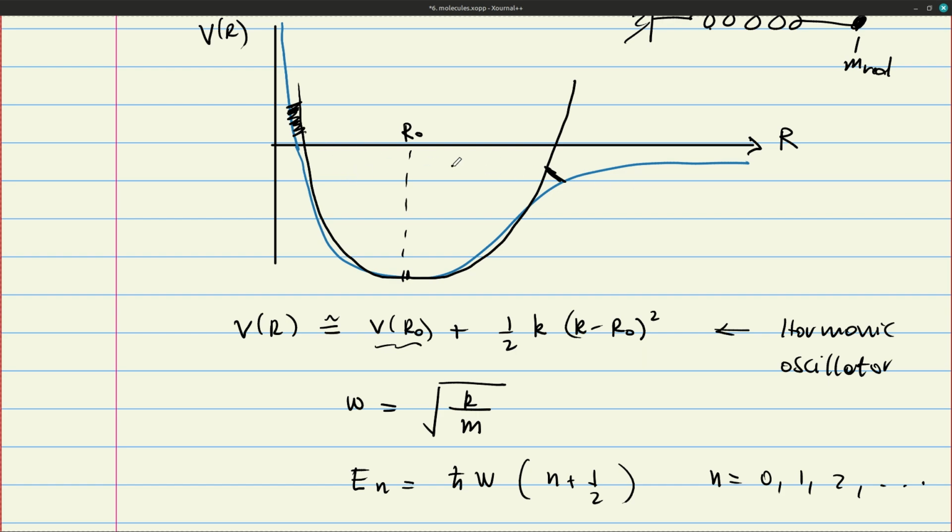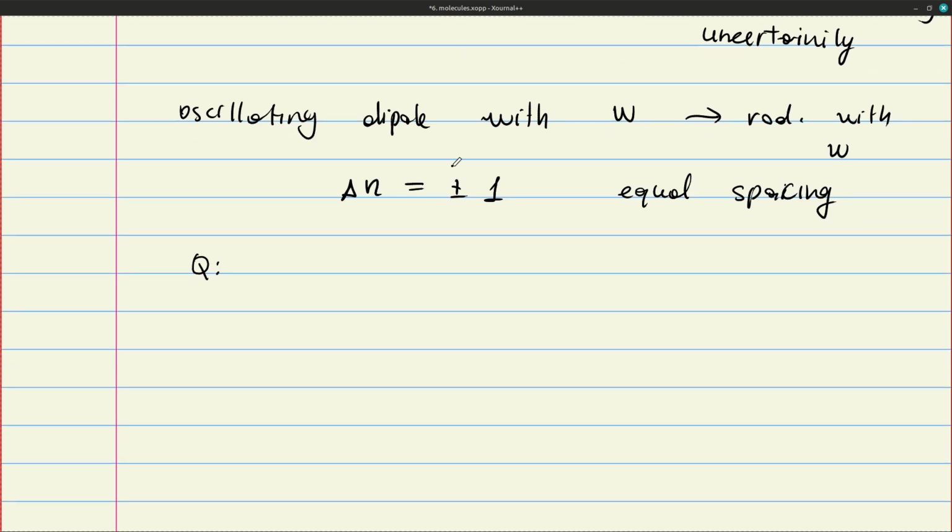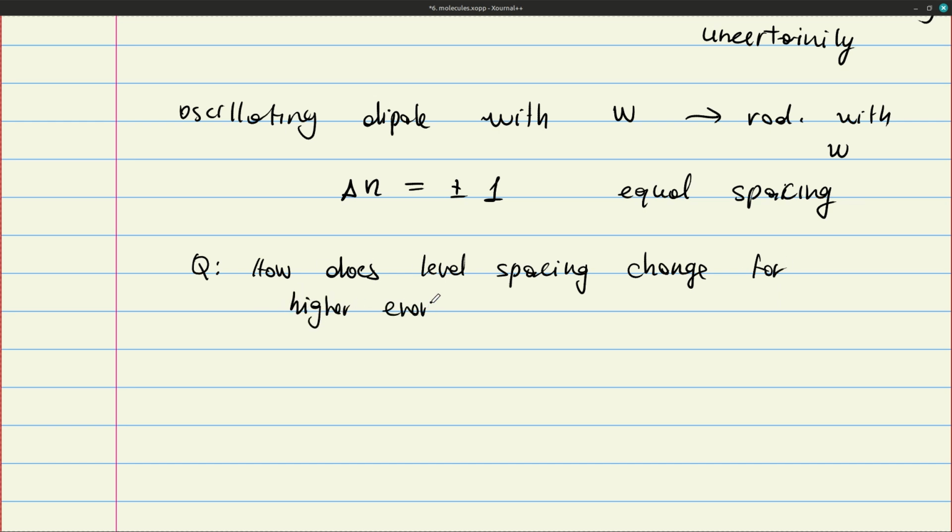At some point there will be some non-negligible deviations from harmonic oscillator, especially when you come to this level, and the question is, so this is equal spacing. How does level spacing change for higher energy levels? Okay, does it increase or does it decrease, and why? What is the logic? And a hint for you is to think about anharmonic contributions.